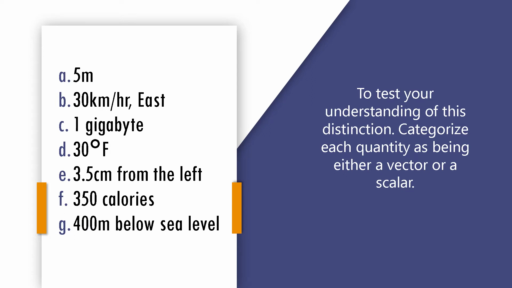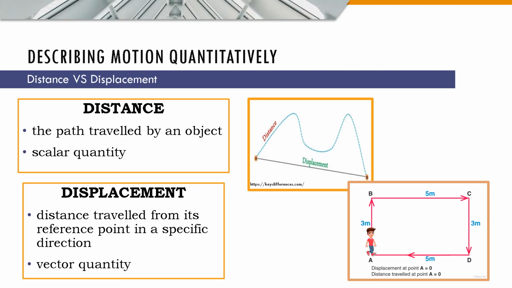How about 350 calories? So that is a scalar quantity. Then the last one, 400 meters below sea level. Okay, that is also a vector quantity. So let us move on na. So preparation lang yun yung kanina, yung scalar and vector quantity.